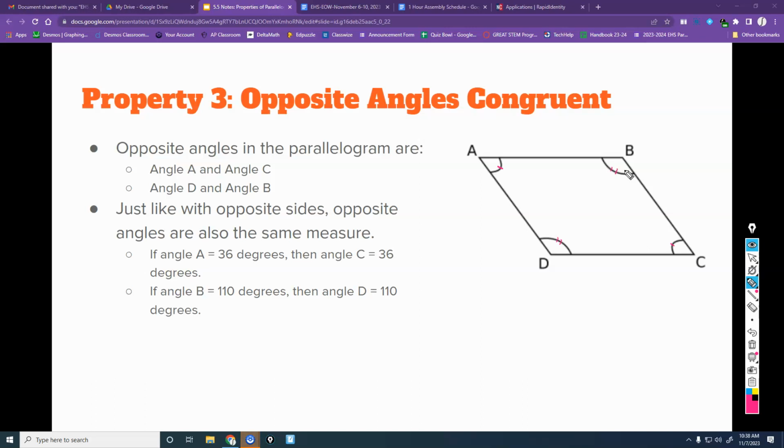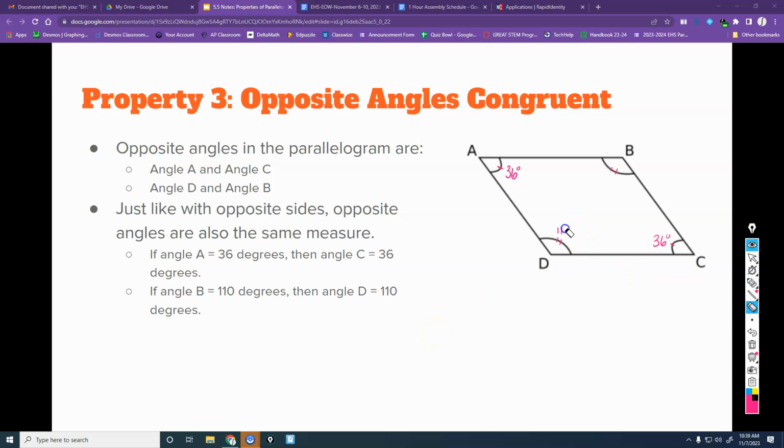So it's the opposite corners that have the same measure. For example, if this is 36 degrees, which other angle would be 36 degrees? C. Okay. Some of the ones that you will have will be as simple as just telling me, for example, if this is 110, which is not possible to be the case at the same time.